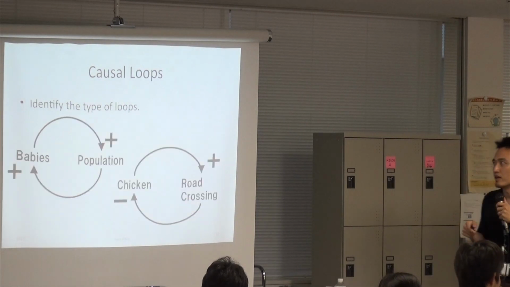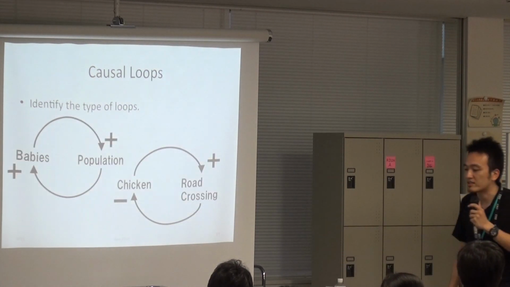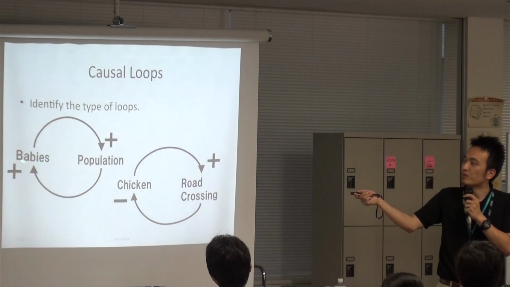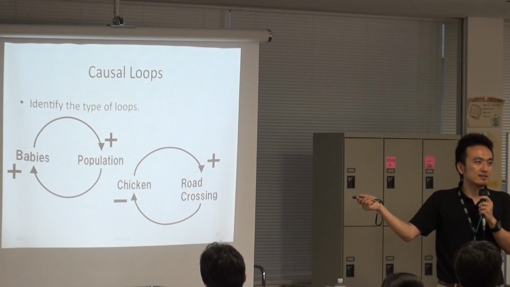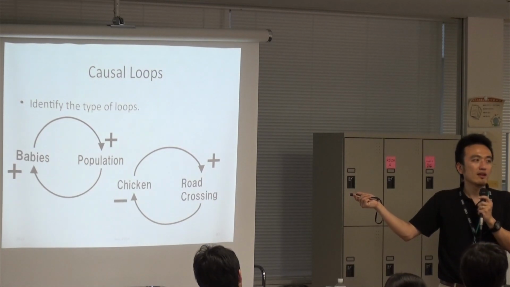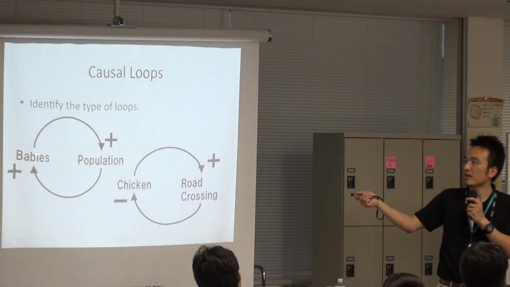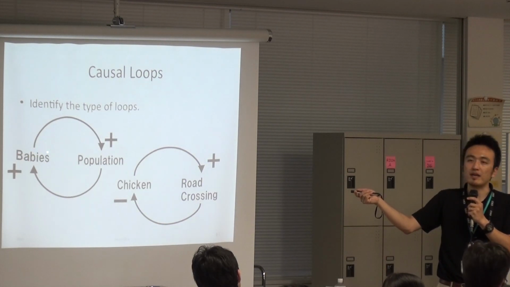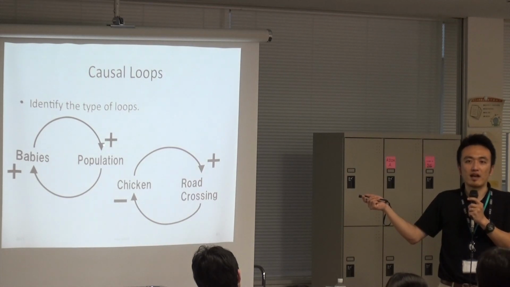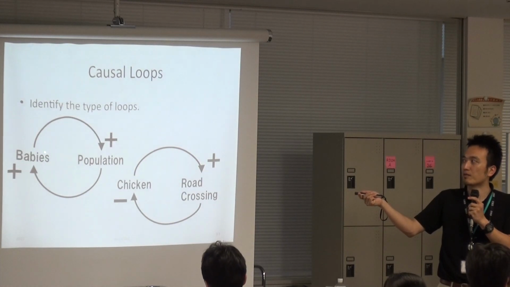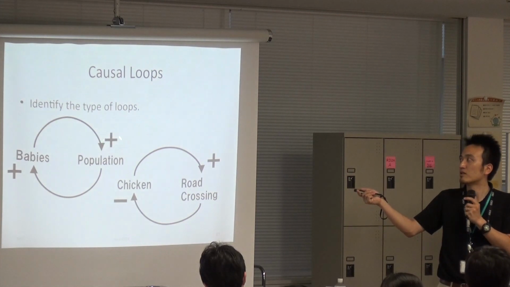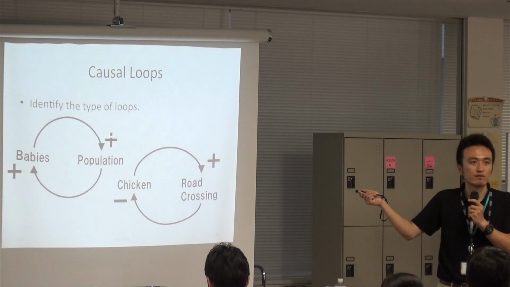Okay, good. Let's identify some causal loops. We start from this one. The number of babies, that's the first variable, and the population. Let's be careful about this. What happens when the number of babies decreases? The population decreases. The other way around: when the babies increase, what happens to the population? It increases. So the link is positive. We confirm that.